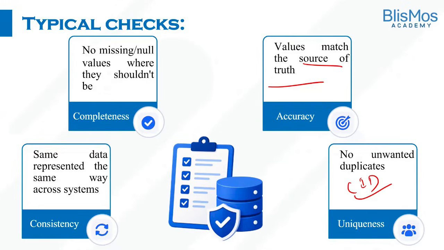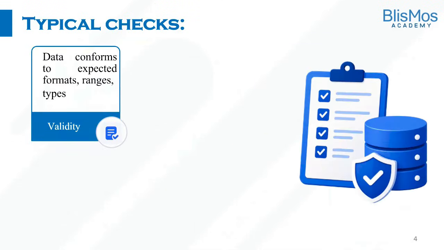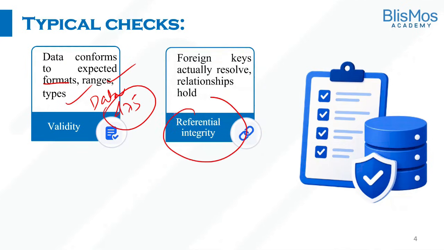Some more checks of data testing are validity. Validity means the data should conform to the expected formats, ranges, or types. When I say types, I'm talking about the data types. For example, if age is expected to be between 0 and 120, then we find an age of 475. Technically, we have data, but probably not a customer. If not a customer, a person having an age of 475 may be an alien, so it is not valid data. The next check is referential integrity.